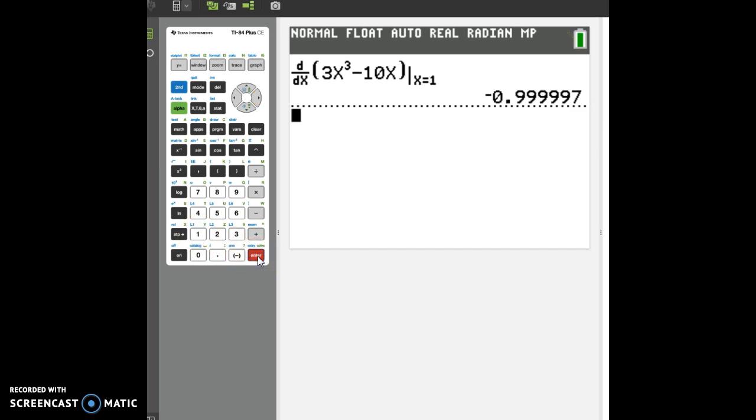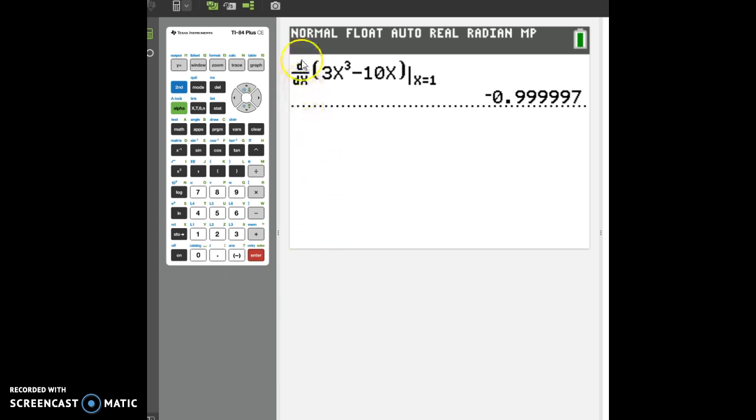If I press enter, I get a negative 0.999997. It has a slight rounding error on this one, so it's really negative 1. So what does that negative 1 tell you? That it is a decreasing function at x equal to 1.